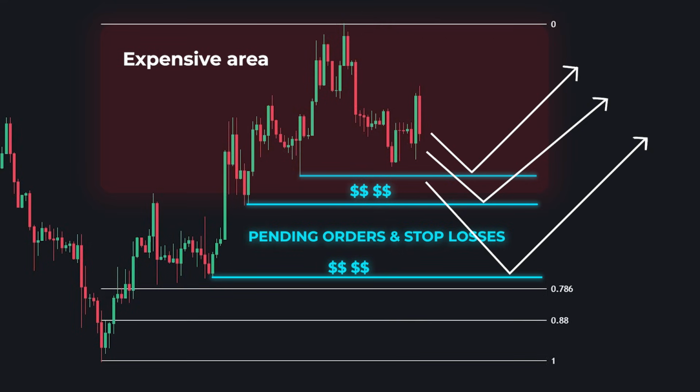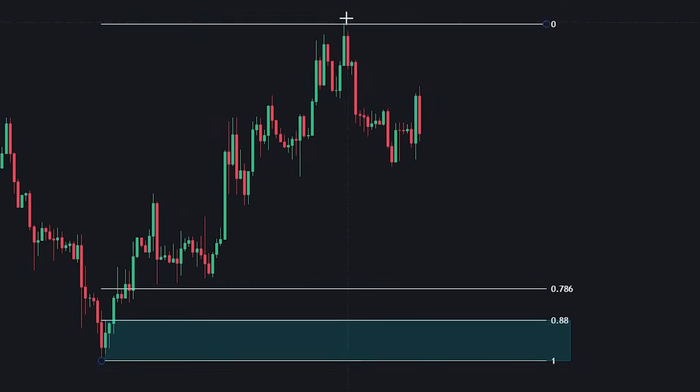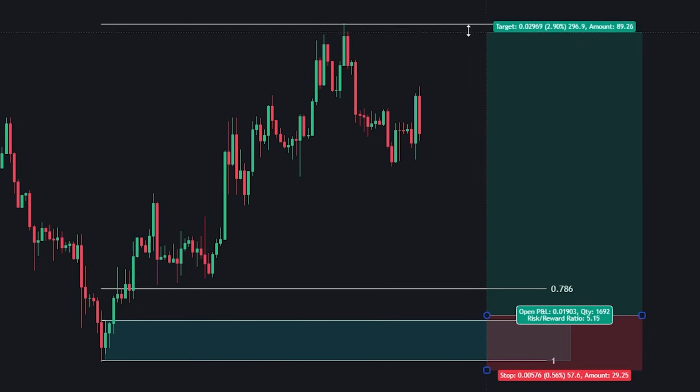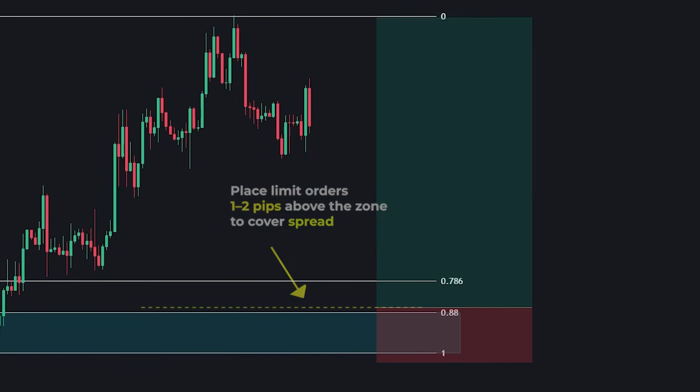For example, when a Fibonacci retracement level aligns with a well-structured order block. In this case, our buy limit is placed at the 0.88 retracement level. One critical factor to keep in mind is spread. A single missed pip can cause the trade to be skipped, so precision matters.